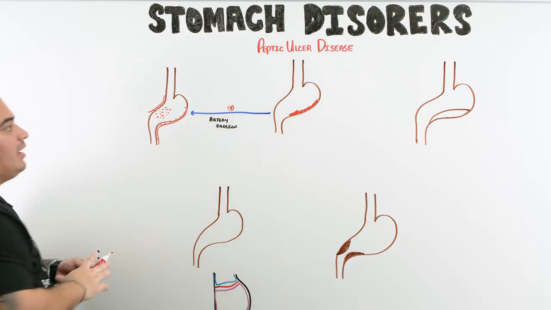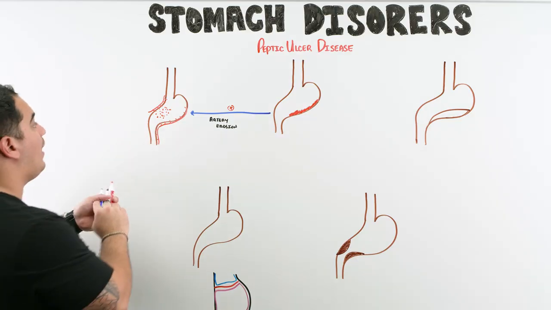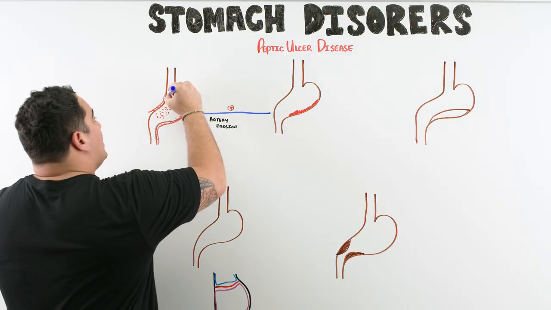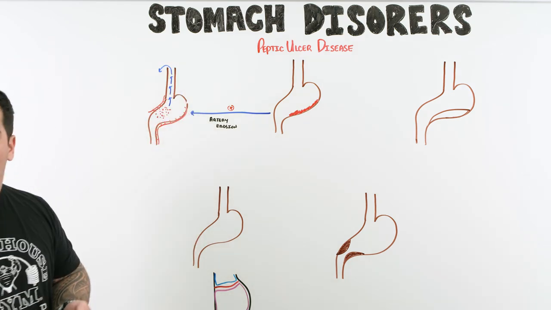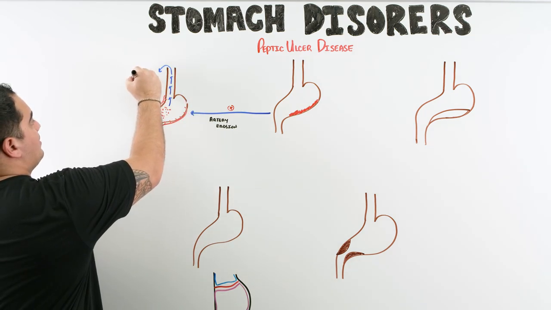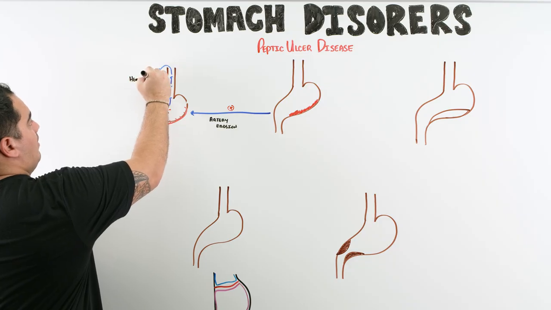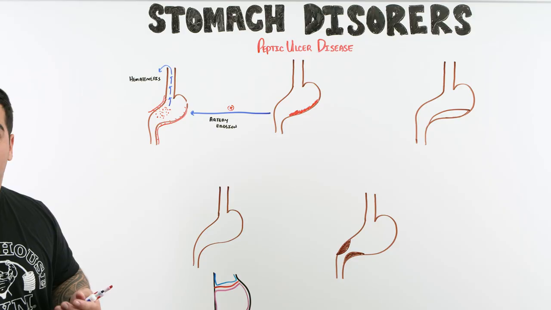Now, if blood does leak into the stomach, what can happen? It can go two ways. One way is it will cause the patient to vomit out blood. What's that called? Hematemesis. So if I see a patient who is vomiting up blood, that would definitely make me think about what's called an upper GI bleed.